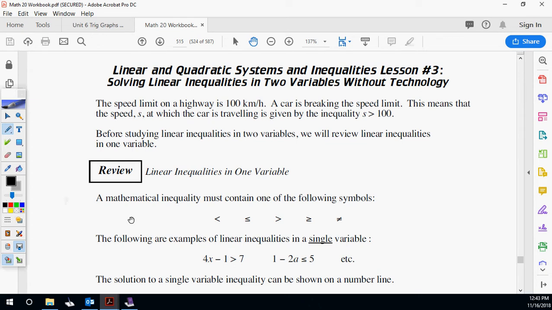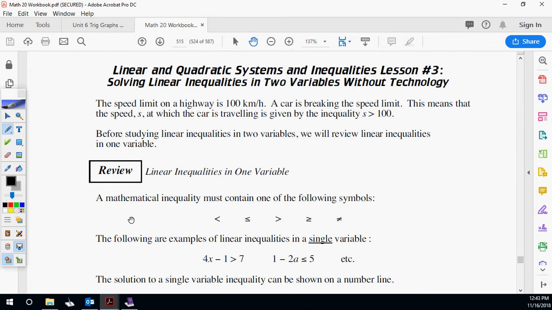So now we're doing solving linear inequalities in two variables without technology. So we're doing this algebraically. The speed limit of a highway is 100 kilometers an hour. Cars breaking the speed limit. This means that the speed s, which a car is traveling, is given by an inequality. It means you're going over 100 kilometers an hour.